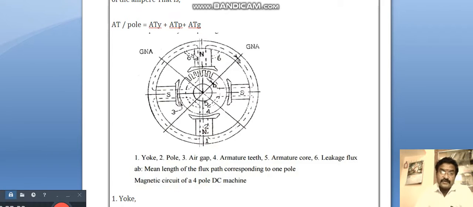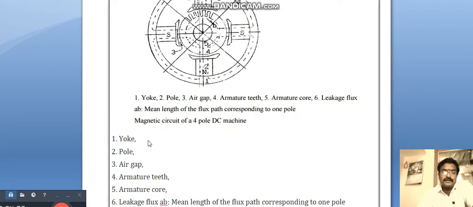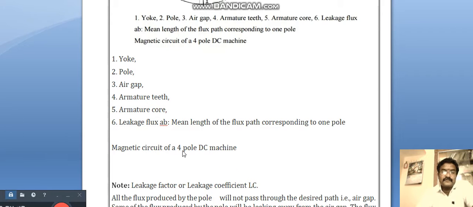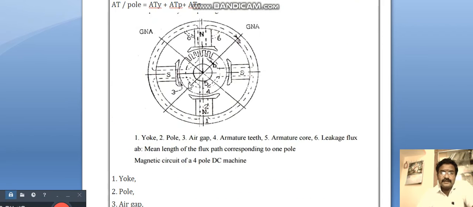To overcome that, we go for interpoles. Between these main poles, the four poles, another four interpoles will be placed between these poles to get a uniform magnetic field around the armature. AB is the mean length of the flux path corresponding to one pole. This is the magnetic circuit of a 4-pole DC machine. See here: yoke, pole, air gap, armature teeth, armature core, leakage flux, and AB, the mean length of the path corresponding to one pole, is mentioned here. Because this is a 4-pole machine, only the main poles are considered.